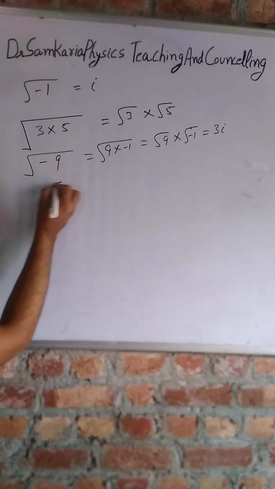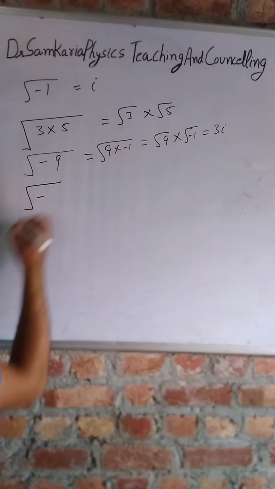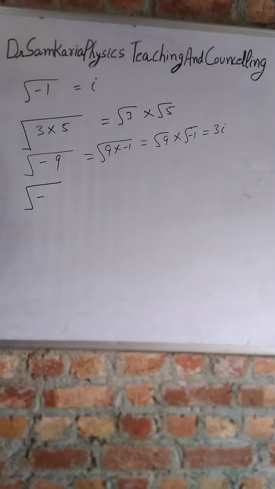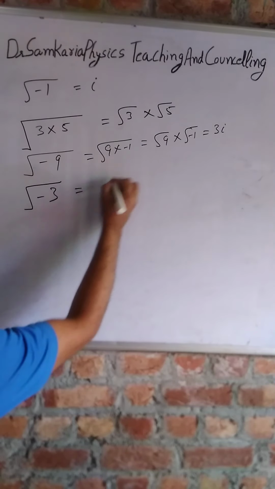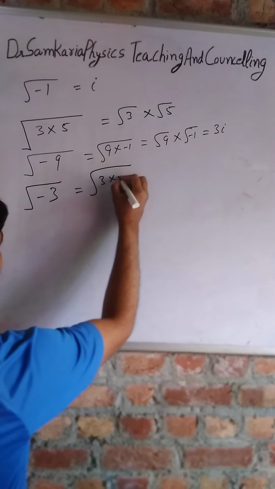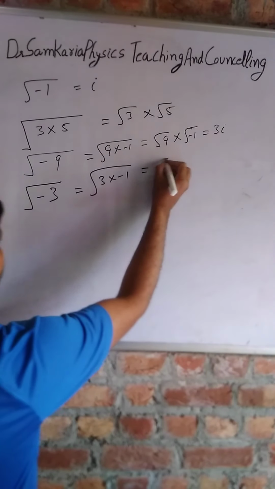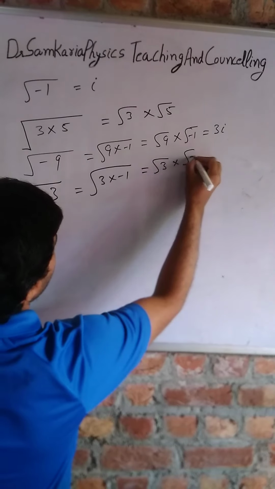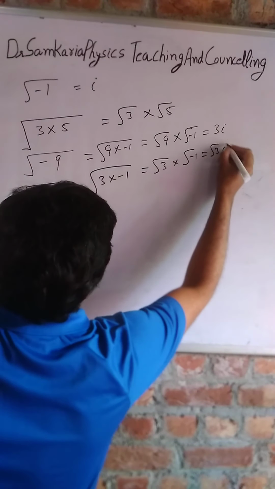So let us consider one more example. Suppose we have the number square root of -3. This can be written as square root of 3 into -1, which is equal to square root of 3 into square root of -1, which is equal to square root 3 iota.